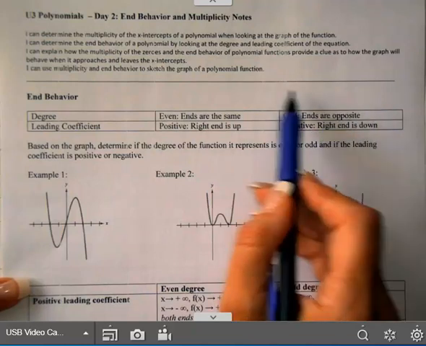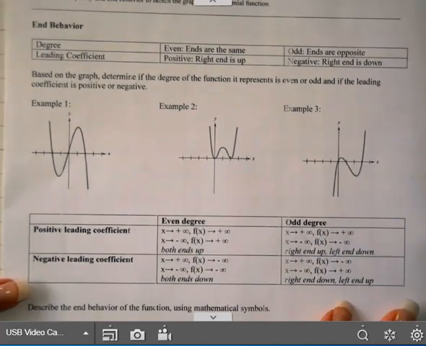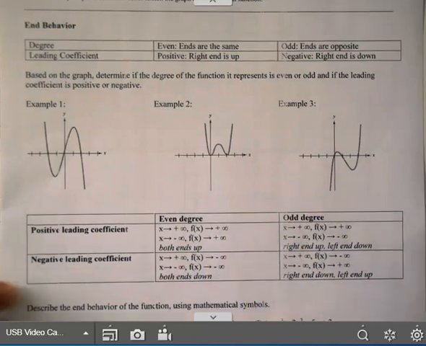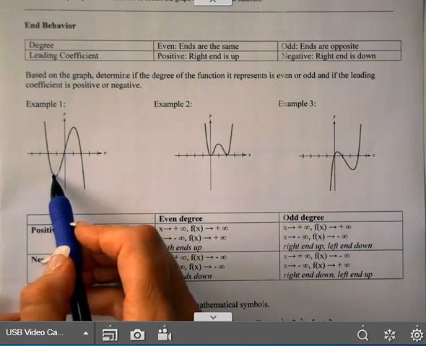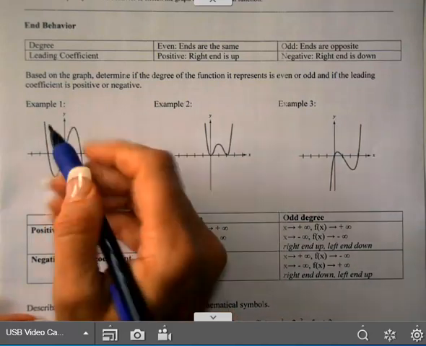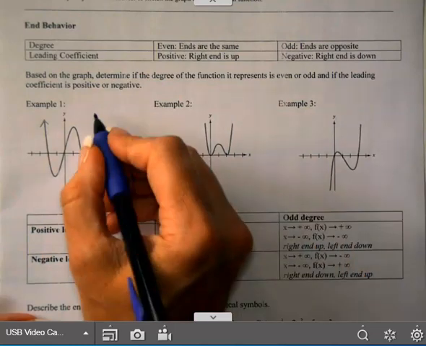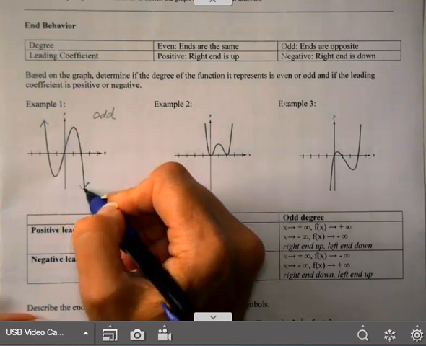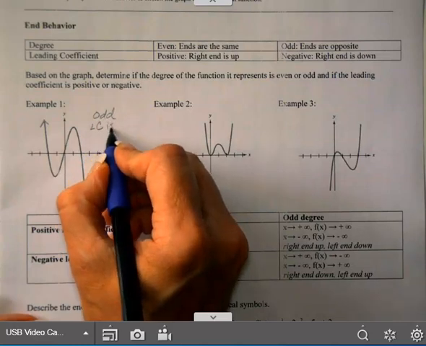This is a nice way to remember everything. I have included this chart below, and that tells you exactly what it does as well, but I think this one up here is really easy to go with. So for example 1, since the ends are going opposite directions, I know the degree is going to be odd. And the right side is going down, so the leading coefficient is negative.